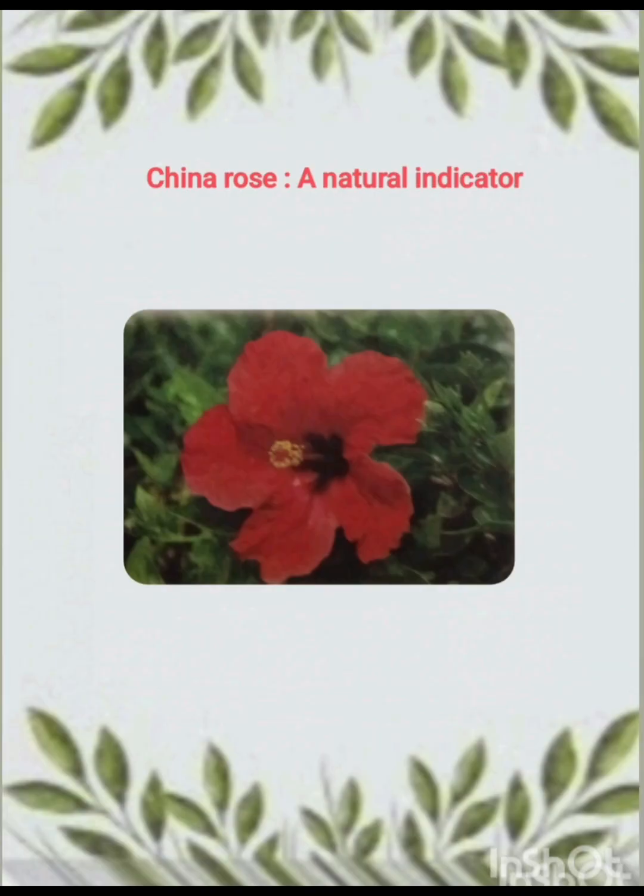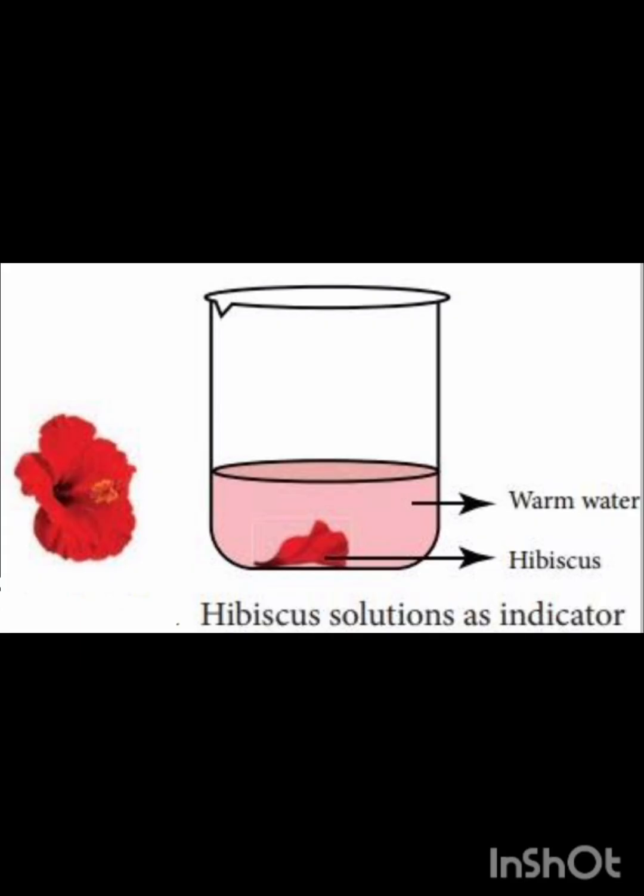Let's learn about China rose indicator. Students, China rose or hibiscus is a flower whose petals can be used as a natural indicator. Students, first we will observe the effect of China rose indicator on acidic and basic solutions. Okay? For that we will make China rose indicator. We collect some China rose flowers, separate the petals from the flower and grind the petals into a fine paste. Add a little warm water and keep the mixture for some time till it becomes a colored solution. This solution acts like an indicator.